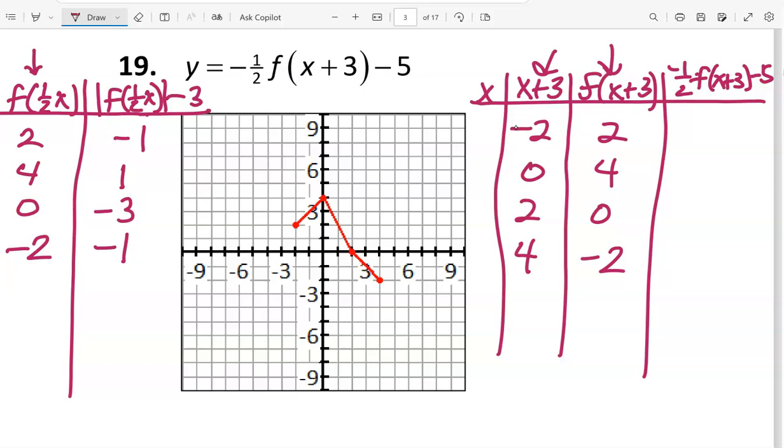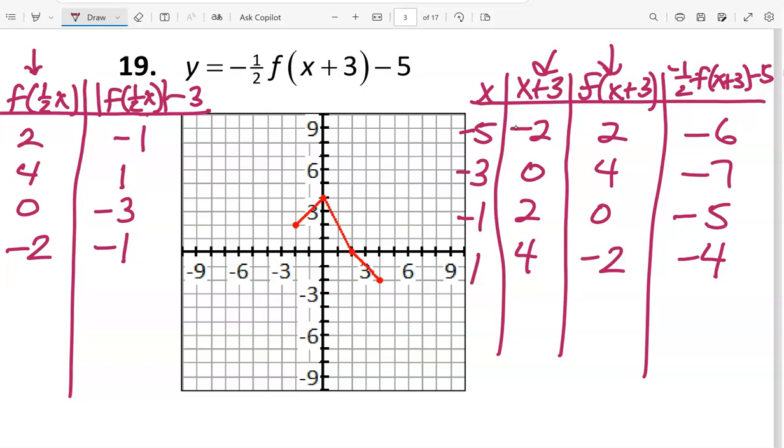If x plus 3 is negative 2, then x is negative 5. In other words, we're subtracting 3 to get the x values. And then to get the values on the right, we're going to multiply by negative 1/2 and subtract 5. Negative 1/2 times 2 is negative 1, minus 5 is negative 6. Negative 1/2 times 4 is negative 2, minus 5 is negative 7. Negative 1/2 times 0 is 0, minus 5 is negative 5. Negative 1/2 times negative 2 is positive 1, minus 5 is negative 4.